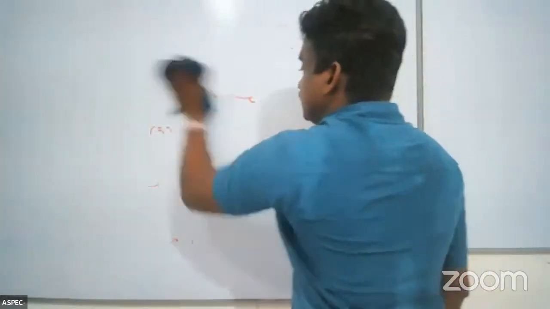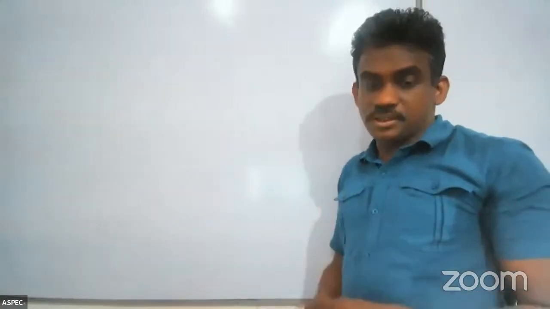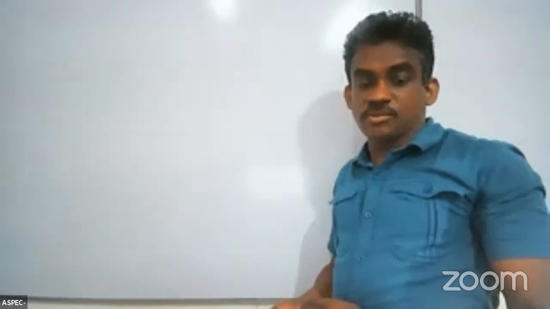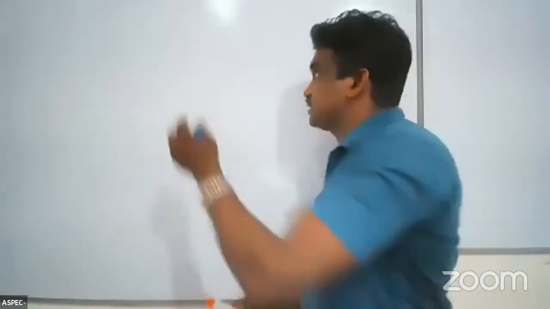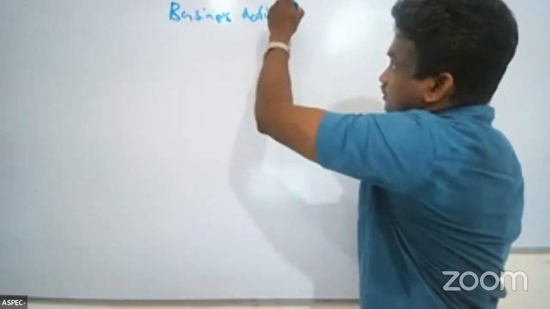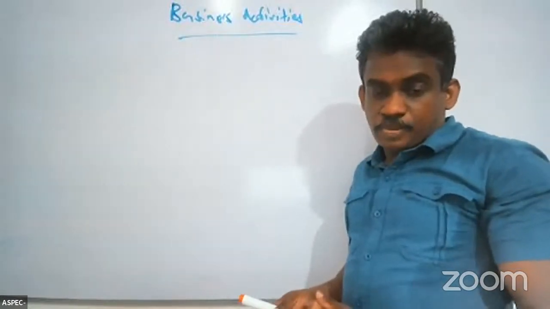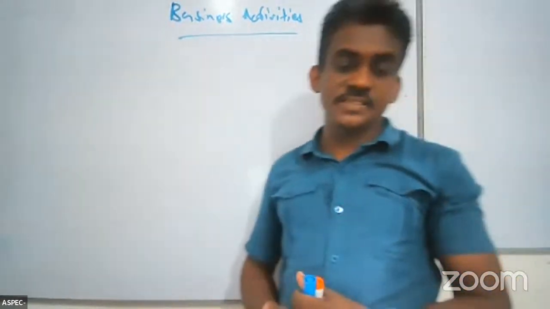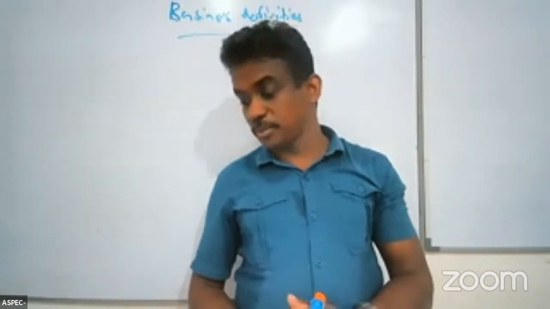Right, the next topic. We completed the functions of the business. The next one is activities of the business. Functions, then activities. What are the activities of the business? We can say business activities are any events that are undertaken by a corporation for the purpose of earning a profit.